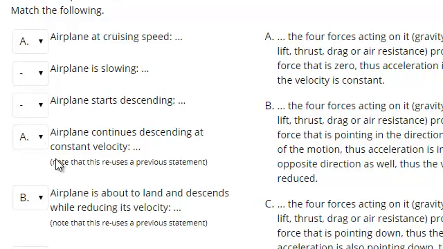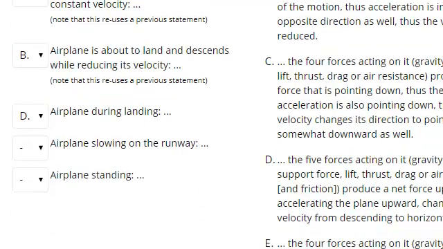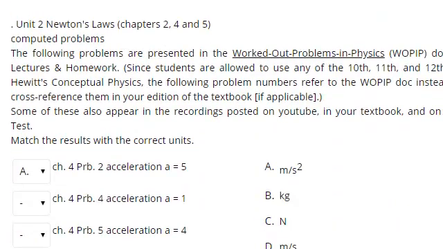And then actually certain things will repeat. So it says right here, note that this reuses a previous statement. That's why, as the airplane is at cruising speed, you have this answer here with the 4 forces, as you can see in the video. And then as the airplane continues descending at constant velocity, it also has the same answer here, because both of them state that it is a constant velocity. And then here you have a statement and another statement, and the last ones here should then be D, E, and F statements. But again, watch those videos and answer these homework questions.